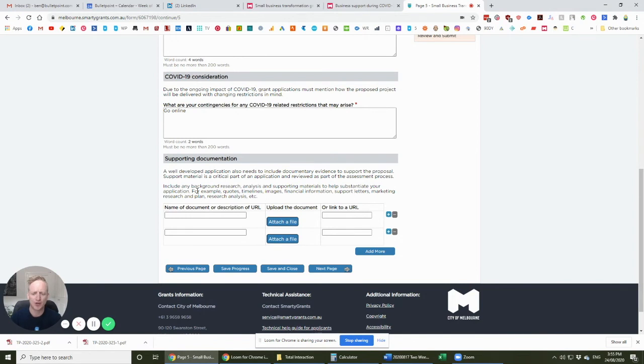Financial information, put in your P&L, put in your letters of support from customers. Any marketing or research you've done around this. Put together a Gantt chart. If you don't know what a Gantt chart is, it's basically what you're doing at each step along the way in the project. Make it look like you have thought about this and you've put a lot of attention into it. A tick and flick with nothing will not get funded. It might get funded, but there's a high chance that it won't when it stacks up against an application that has all that information.